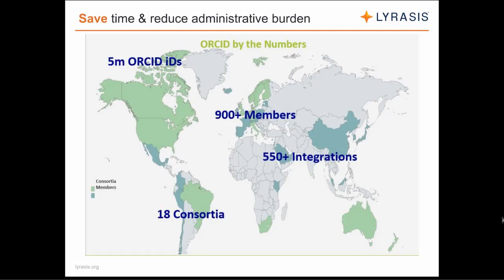time. Just to give you a global overview, there are over 5 million individuals that are registered and have ORCID IDs right now, and that number is growing steadily. We've got over 900 organizations across the globe that are ORCID members, which means they have invested in using ORCID and maintaining the ORCID registry. And there are over 550 systems that have ORCID integrations that are contributing to the growing ORCID data ecosystem.